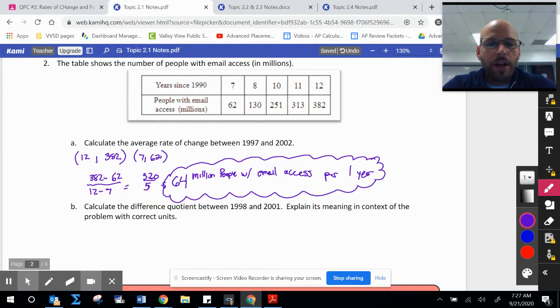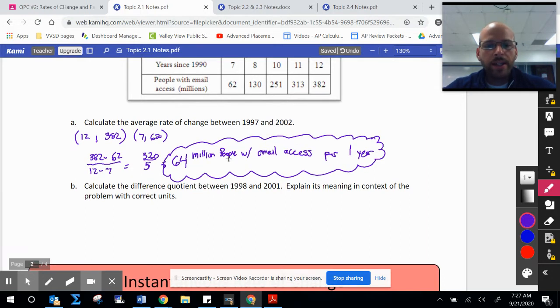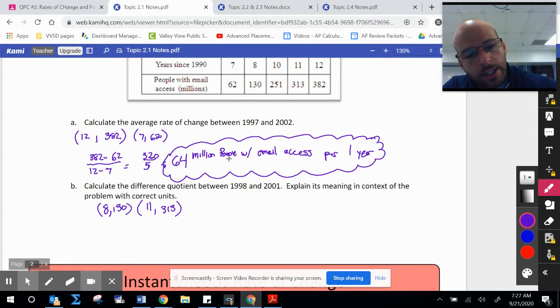Now, here's where you have to be very careful. If you were just to put 64 people per year, obviously that would be incorrect. We have to pay very, very close attention to what those units mean. Okay, so we're going to do the same thing for part B in 1998 to 2001. So that would be at 8, comma 130. And then 2001 is 11, comma 313.